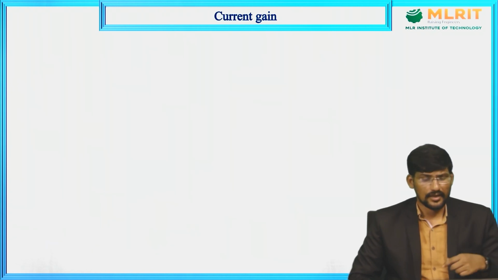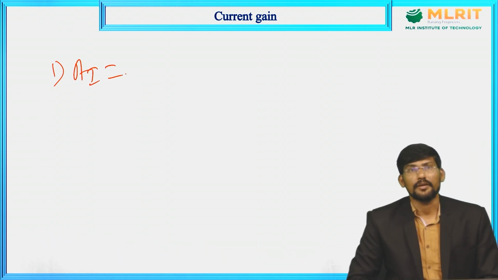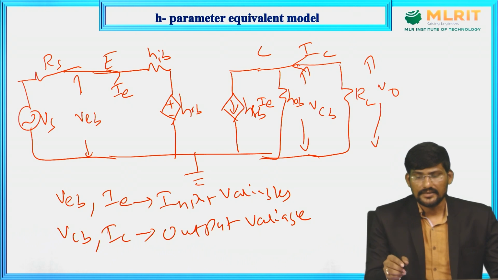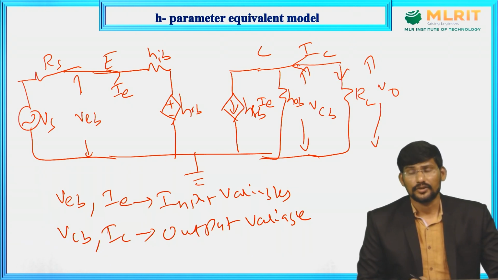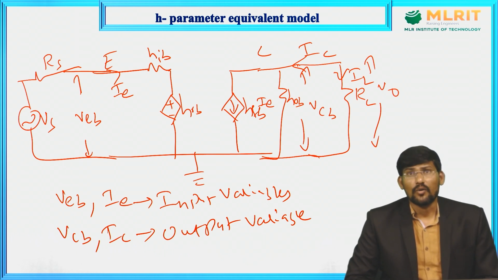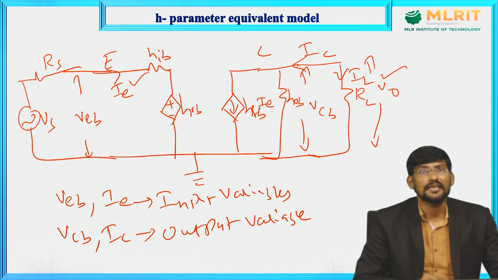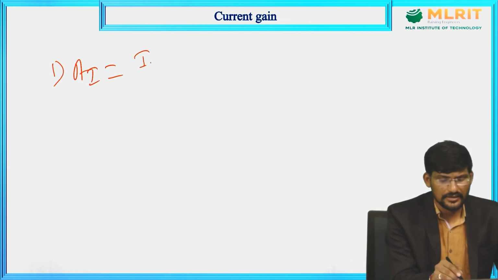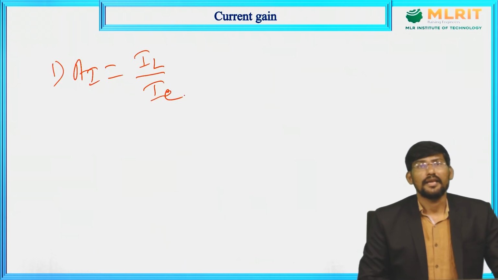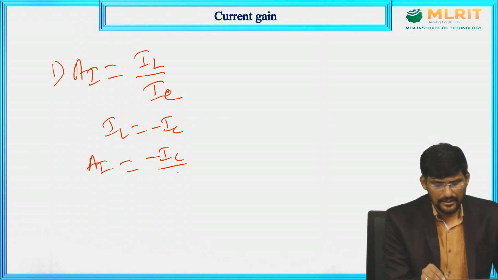So let us go for current gain. How can we define the current gain? The current gain is defined as the ratio of output current to the input current. So in the given circuit, IC is the incoming current into the network, and IL is considered as the outgoing current which is flowing through the load resistor. Here the output current is IL and input current is IE. Current gain is defined as the ratio of IL by IE, that is load current to the emitter current, or IL can be considered as minus IC. So the current gain can also be considered as minus IC by IE.